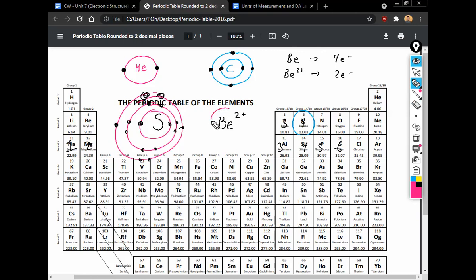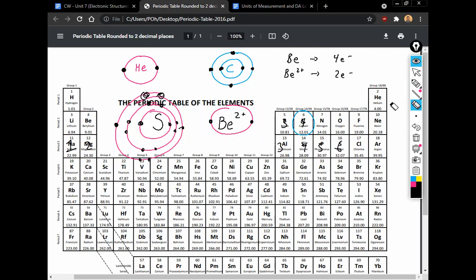So I'm just going to start off by drawing 2 shells. Okay, but beryllium only has 2 electrons. How many electrons go in the first shell? 2. So if we draw 2 electrons in the first shell, do I have any more to work with? No. So do I have a second shell? No. So beryllium, or Be2+, only has 1 shell with 2 electrons, okay?